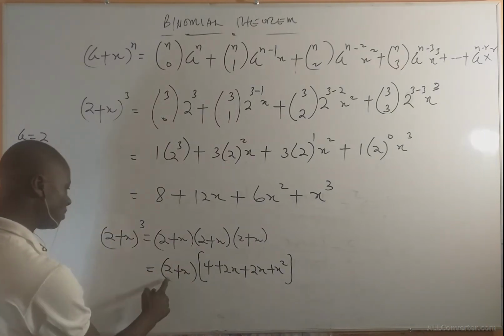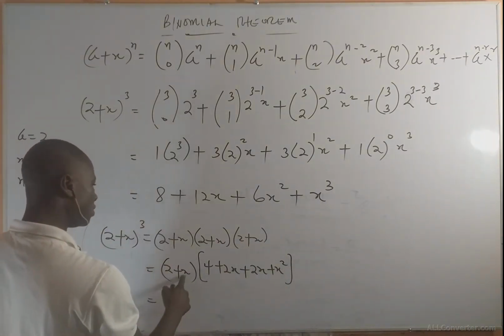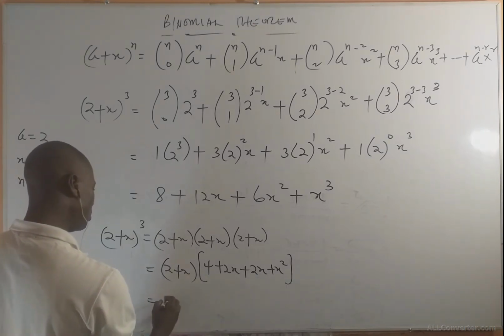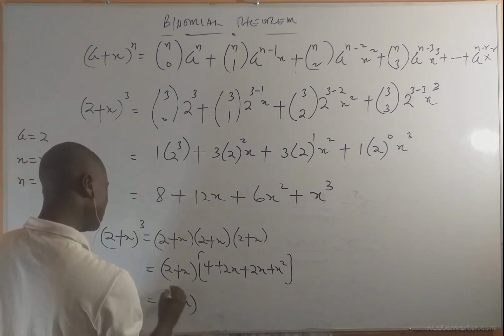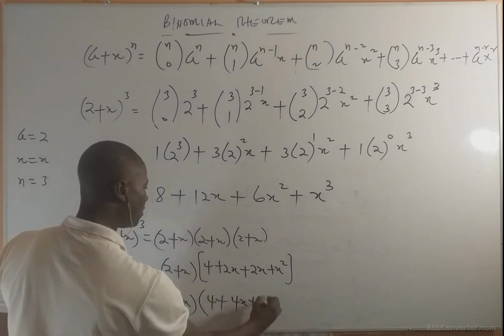Then we now multiply this by all this. So 2 will first multiply all, then x will also multiply all. So this will be 2 plus x. Let's simplify this first. This will be 4 plus 2x plus 2x, which will give us 4x here. Then we have our x squared here.